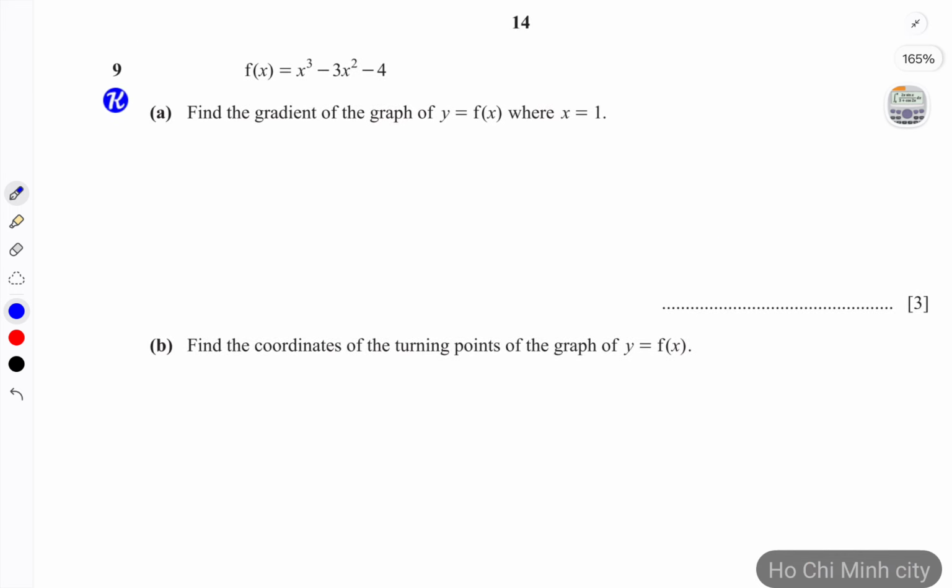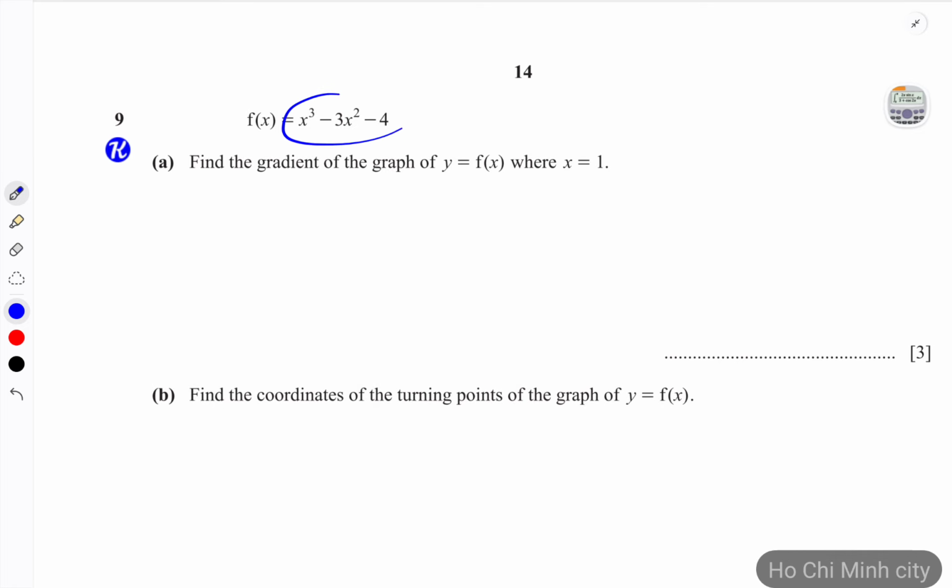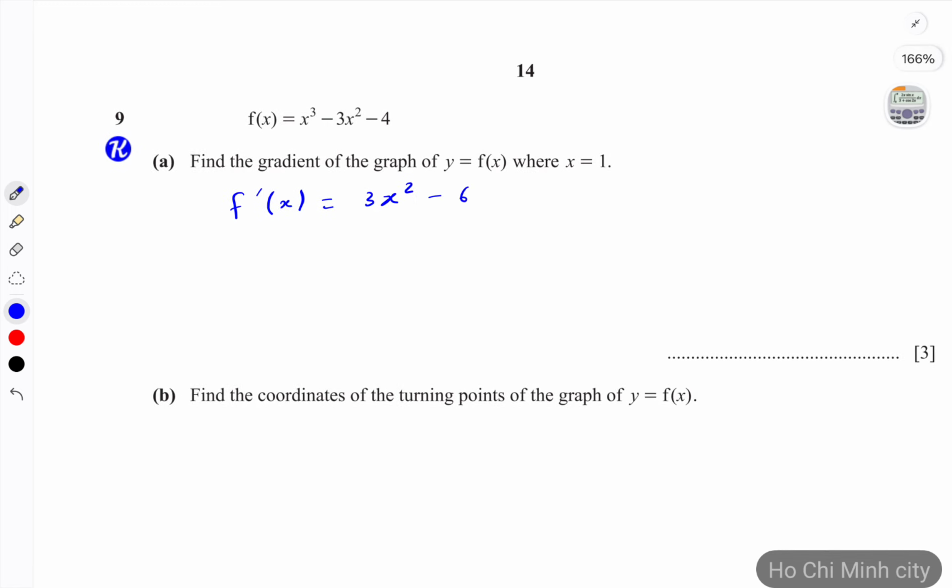And question number 9, we have the cubic function, that is x cubed minus 3x squared minus 4. Find the gradient of the graph where x is 1. So simply just work out the first differentiation of this function. So that is 3x squared minus 6x. And then we will input x is 1 into this first derivative, so we would have the gradient. Three times 1 squared minus 6 times 1, which is negative 3. So the answer is negative 3.